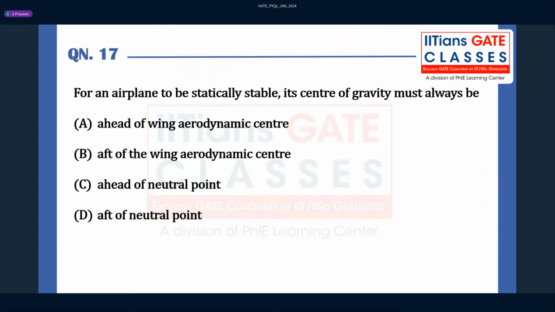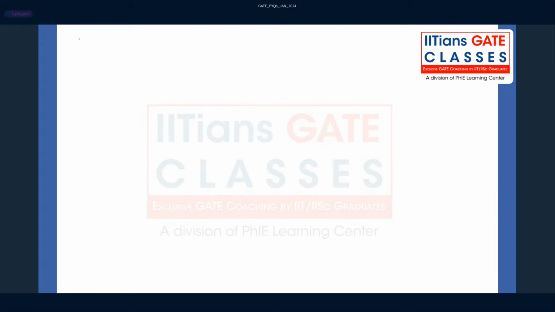For an airplane to be statically stable, its center of gravity must always be dash. So I have four options: ahead of the wing aerodynamic center, aft of the wing aerodynamic center, ahead of the neutral point, aft of the neutral point. Think about this. So for an airplane to be statically stable, its center of gravity must always be. So let's do this. First, let's write down the stability equation. So what is my stability equation? The longitudinal direction.